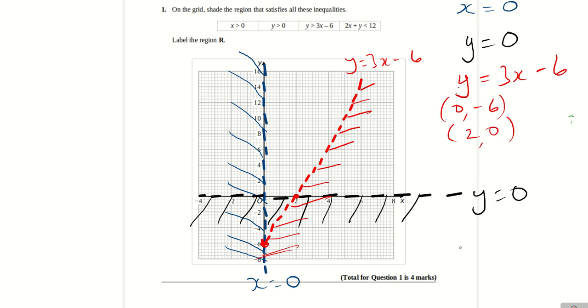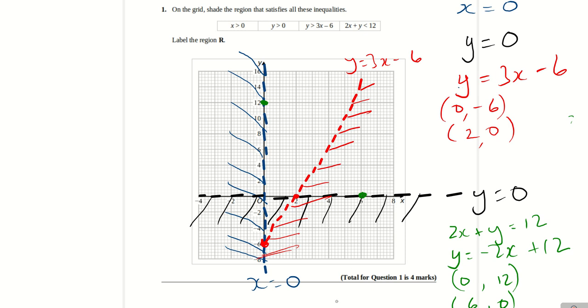And finally, we've got 2x plus y is less than 12. So I write it as an equation with an equals, and we're going to have to draw the line that corresponds to that equation. Might be a bit easier if I rearrange it. So y equals minus 2x plus 12. Right, now when x is 0, you can see that y is going to be 12. And when y is 0, you should be able to see that x is going to be 6. Okay, so it's going to go through the point 0, 12, that point there. And it's going to go through the point 6, 0, which is that point there. And it's going to be a dashed line because we're not including equals in our inequality.